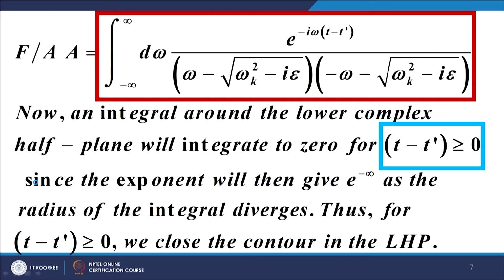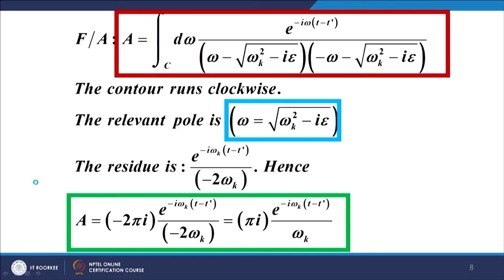So, for case 1, we take t minus t dash greater than 0 and we close the contour by adding a semicircle to the contour in the lower complex half plane. We know that the integral of this integrand over the semicircle in the lower half plane will tend to 0 in the limit that r, or omega, diverges. So, we close the contour by a semicircle in the lower half plane.